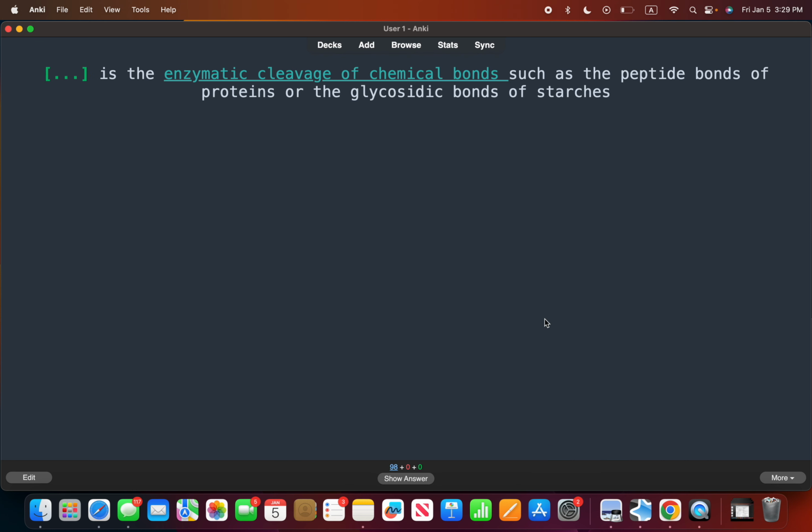Now, we can continue. What is the enzymatic cleavage of chemical bonds, such as the peptide bonds of proteins or the glycosidic bonds of starches? It's chemical digestion. That is the enzymatic cleavage of chemical bonds, such as the peptide bonds of proteins or glycosidic bonds of starches.